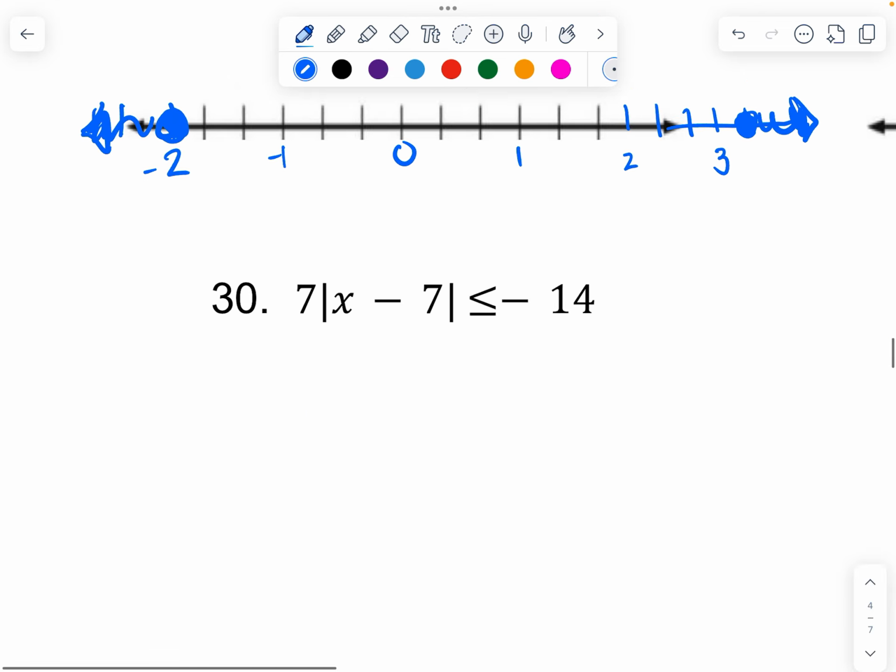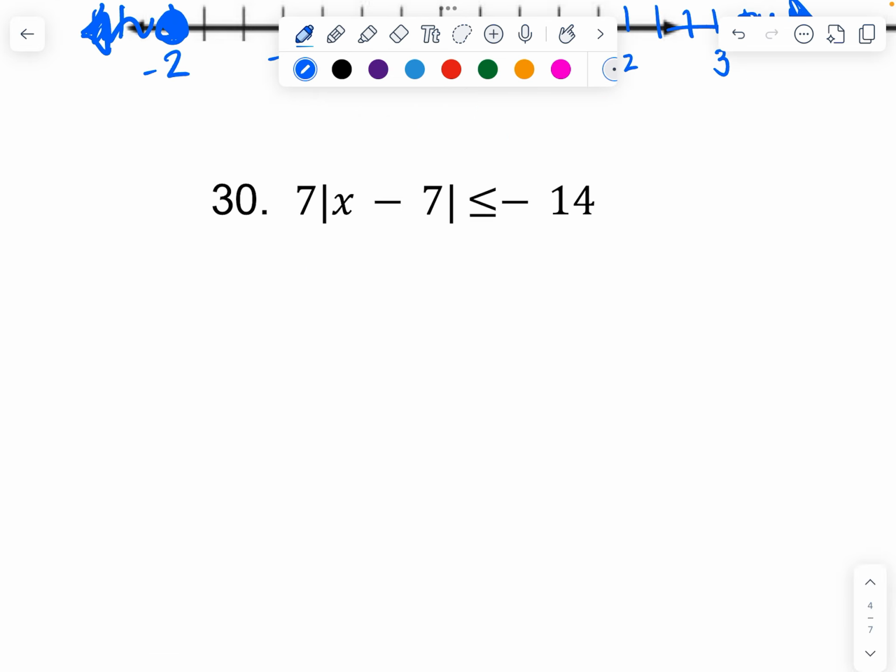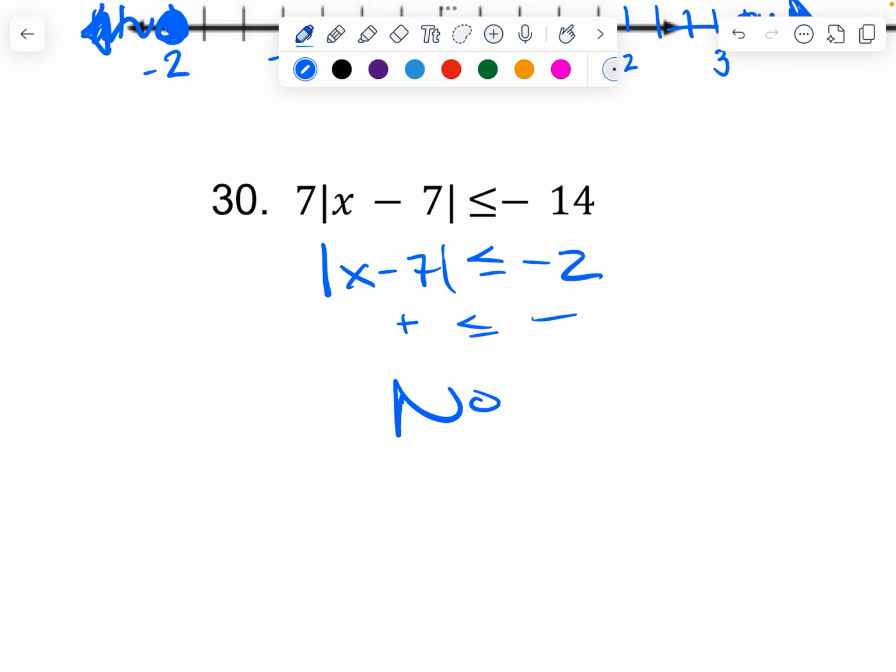Okay. Divide by 7, get the absolute value of x minus 7, and get -2. A positive less than or equal to a negative is no solution. So that is the empty set.